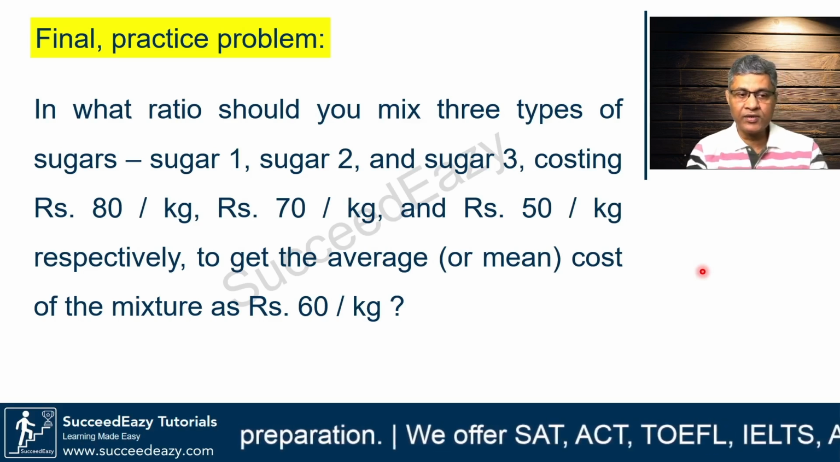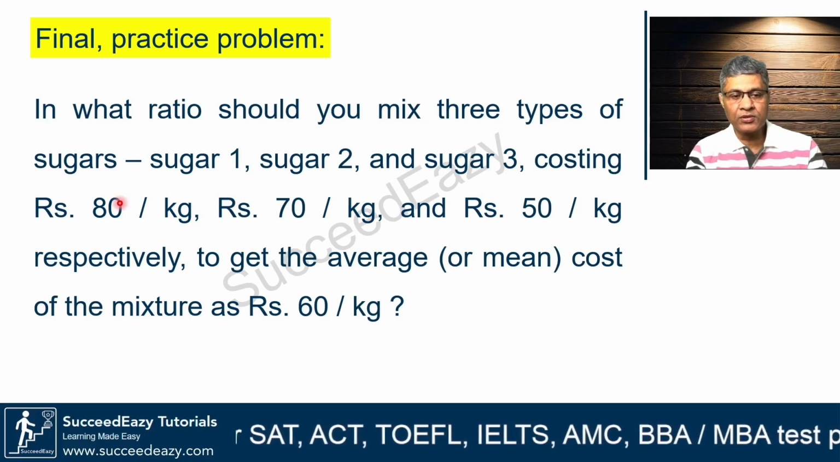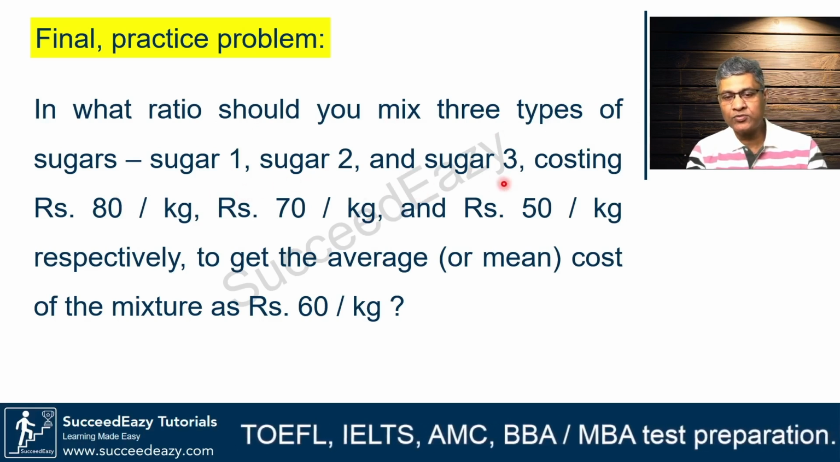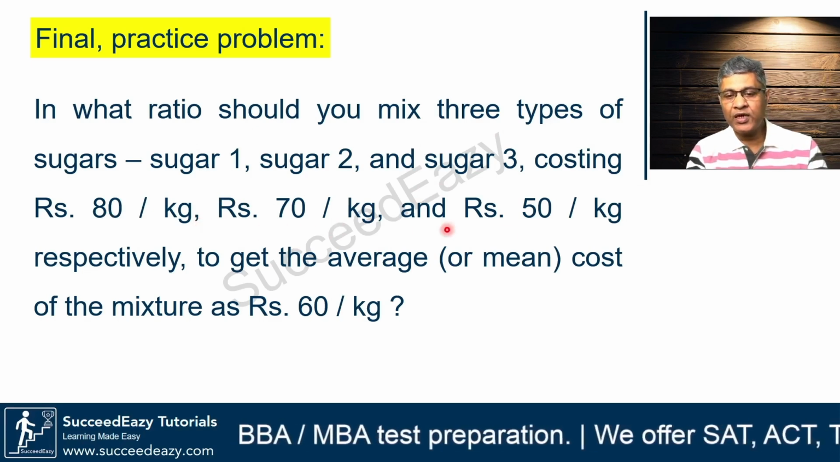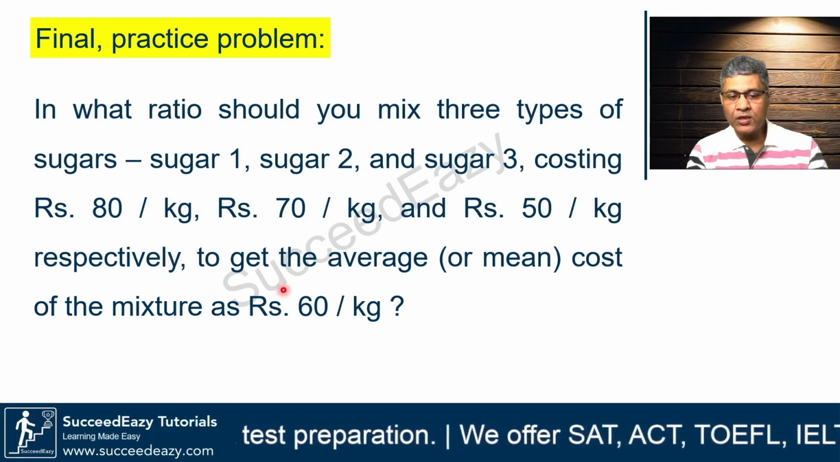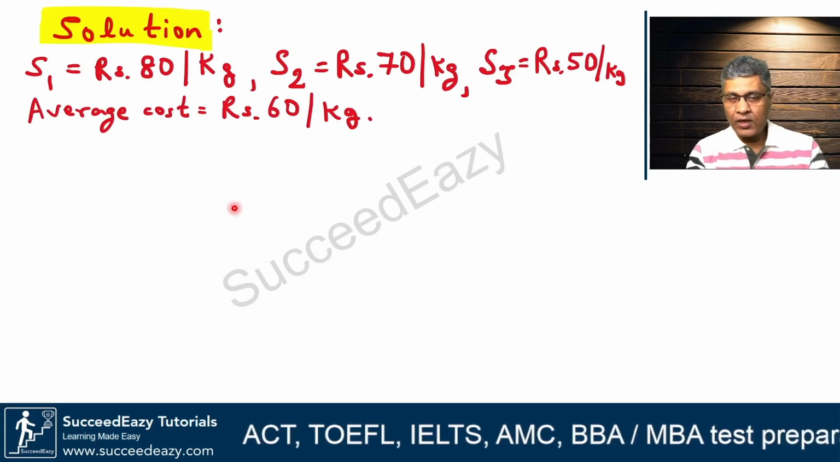Alright, now let's read the question. In what ratio should you mix 3 types of sugars, sugar 1, sugar 2 and sugar 3, costing rupees 80 per kg, rupees 70 per kg and rupees 50 per kg respectively, to get the average or mean cost of the mixture as rupees 60 per kg? Let's look at the solution.